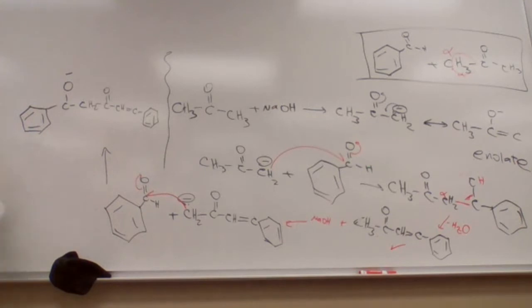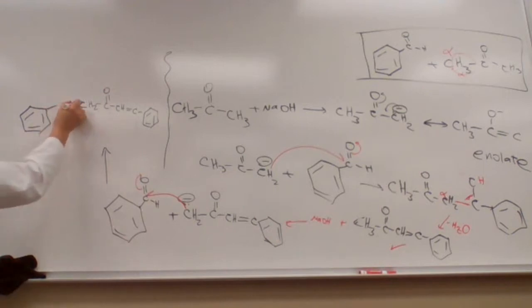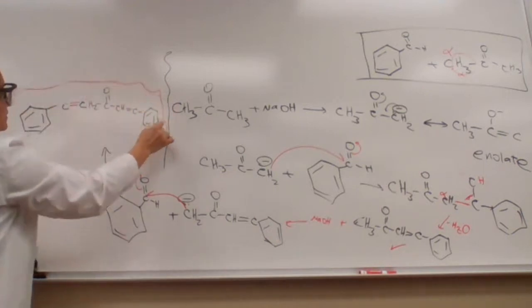After you protonate this, you would get, again, a beta hydroxy ketone on this end. After dehydration, you would get a CC double bond, formation of a CC double bond here. So this would be your final product.